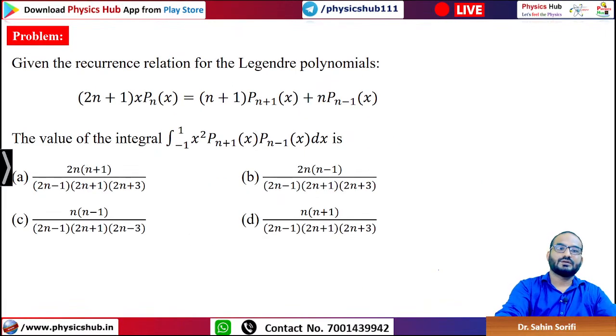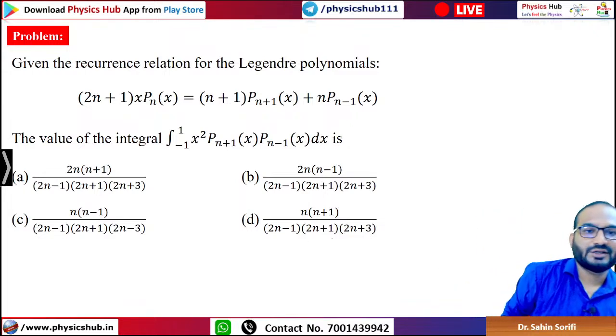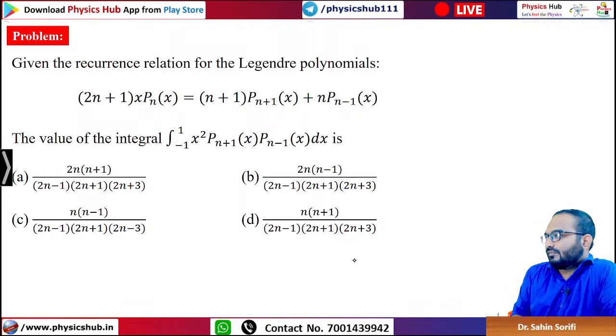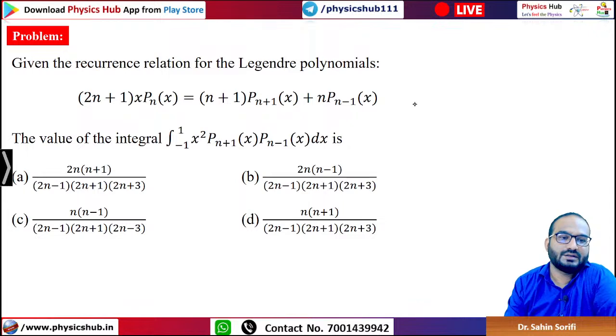Do this problem. Given the recurrence relation for the Legendre polynomial. So most of the time the recurrence relation will be already given in the question. Sometimes you may be required to use the recurrence relation from your memory, but most of the time they will be providing it in the problem itself. So for this problem, you see the recurrence relation has been already provided: 2n plus 1 x Pn of x equals n plus 1 Pn plus 1 of x plus n Pn minus 1 of x. The value of the integral from minus 1 to 1, this.